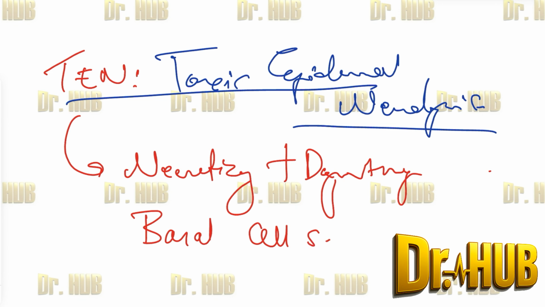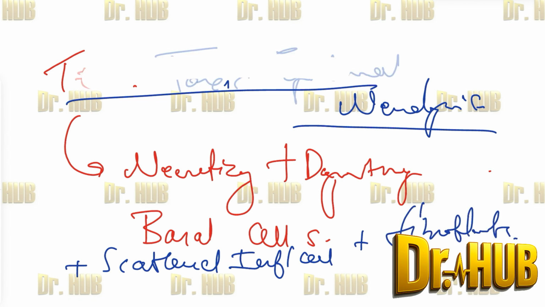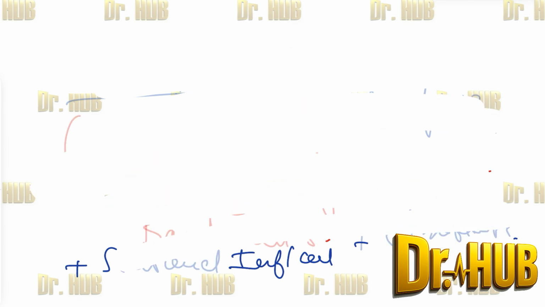And it has scattered inflammatory cells, and also fibroblasts. So we saw pemphigus vulgaris, which had multiple acantholytic cells; staphylococcal scalded skin syndrome, with very few inflammatory cells; then TEN, which had necrotizing and degenerating basal cells.